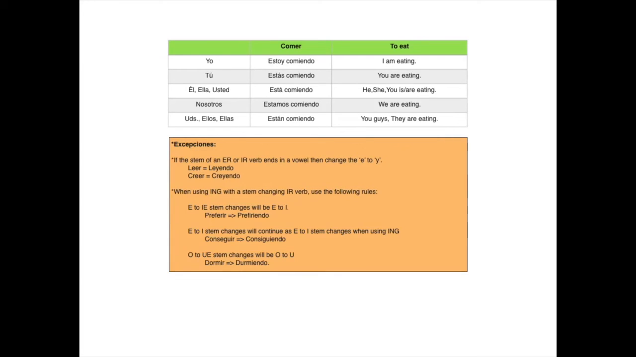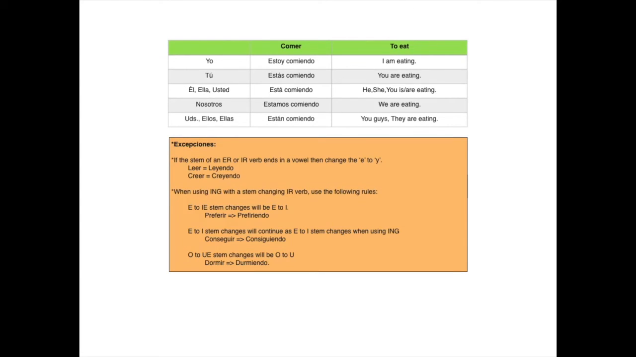If that stem changing IR verb happens to be an E to I stem changer, then that will continue as an E to I stem changer. So, an example of this is the verb conseguir. Conseguir is an IR verb. It is an E to I stem changing verb. So it's going to break that general rule. The general rule here is, remember, ing will not get a stem change. The exception being conseguir in this case. So we have consiguiendo. All right.